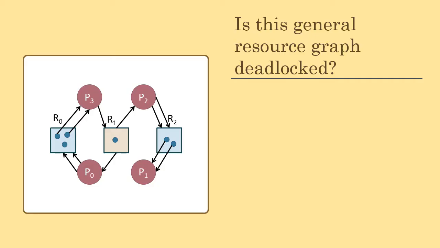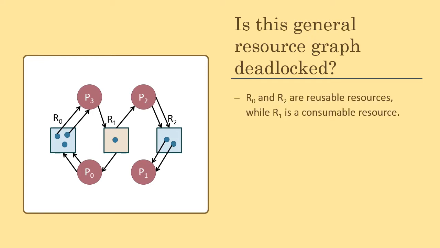Is this general resource graph deadlocked? R0 and R2 are reusable resources, while R1 is a consumable resource. P0, P1, P2, and P3 are processes in a general resource system which may use a consumable or a reusable resource.